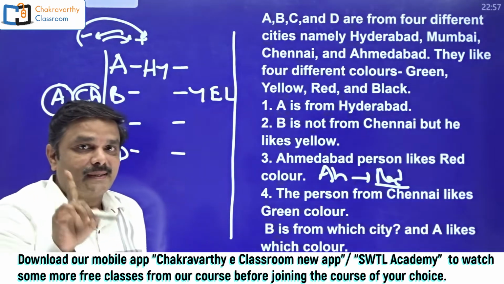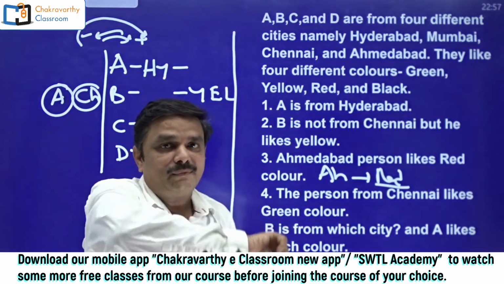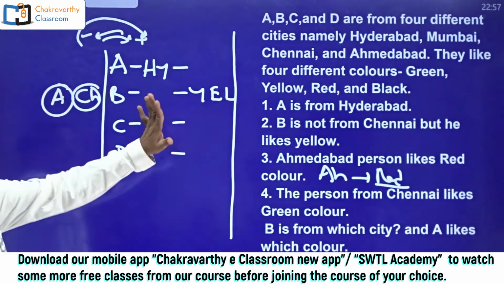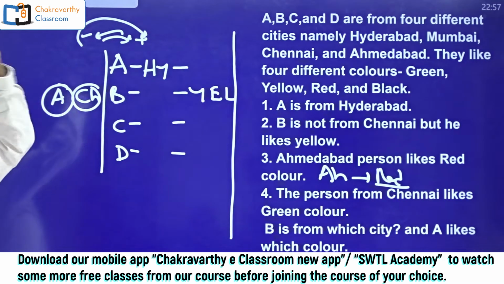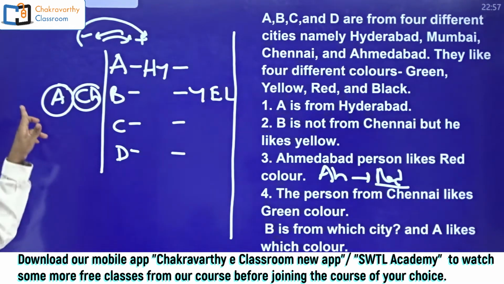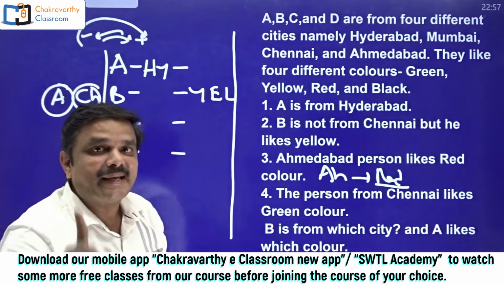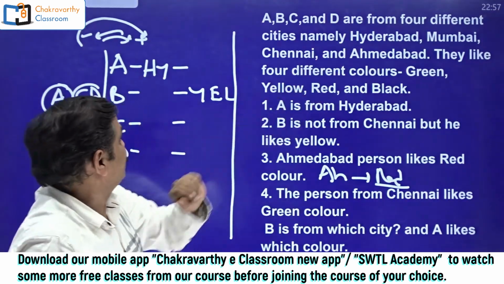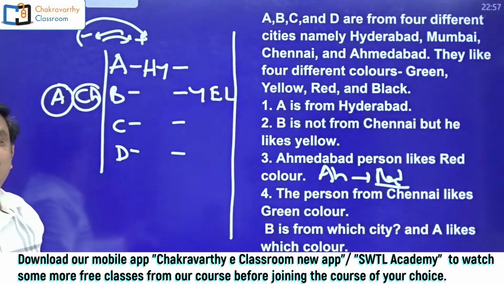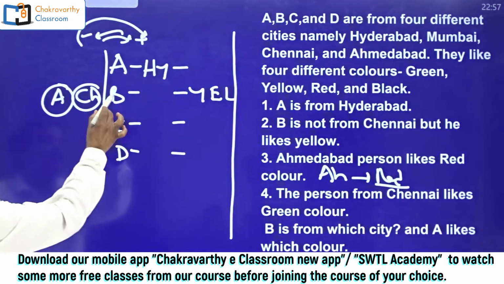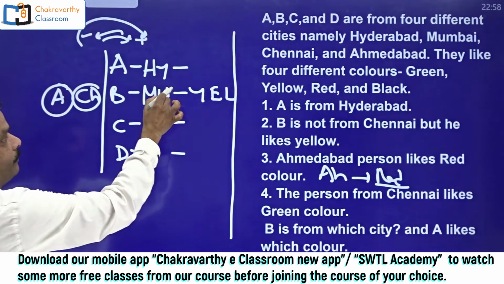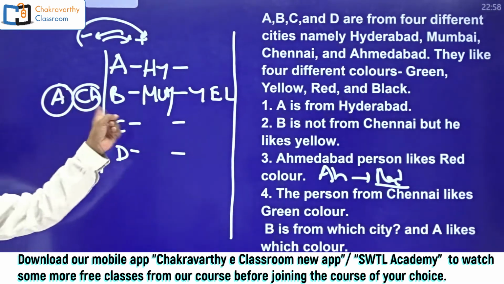Now this is the high time to come from the negative side to the positive side as far as B's information is concerned. B is not from Hyderabad because that is assigned to A. B is not from Hyderabad, not from Chennai, not from Ahmedabad. This is the elimination process: out of four cities, three are eliminated for B. Only one is left, that is Mumbai. So B is from Mumbai. Then I got the first success here.